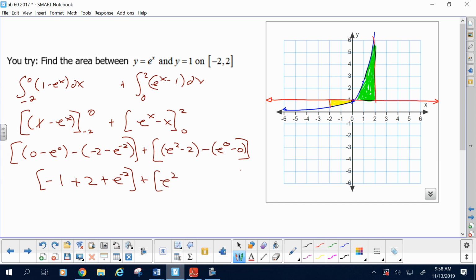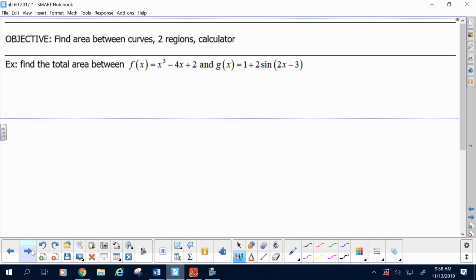So I'm getting something like negative 2 plus e to the negative 2 plus e to the positive 2. Yes. Okay, we all agree? All right, cool.